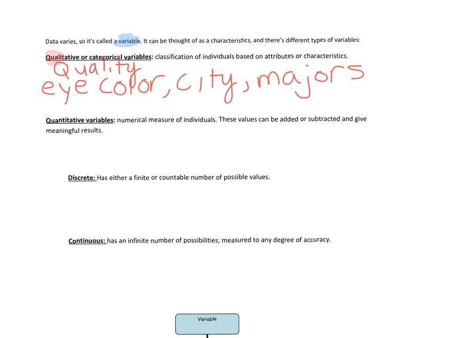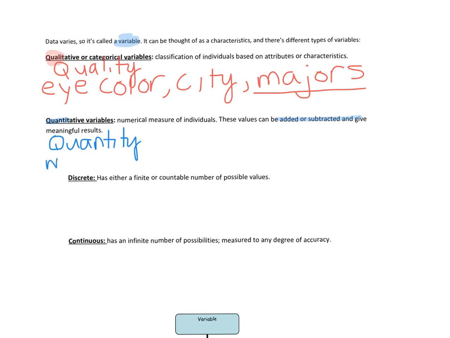So these are all the variables, and the values of the variables, we would say, are words. So for instance, I'm a math major, I'm an art major, I'm an English major. On the flip side, we have our quantitative variables, and it's a numerical measure of individuals. And not just that, those values can be added or subtracted and give meaningful results. So for that first part, quantitative, I think quantity. And quantity is a number.